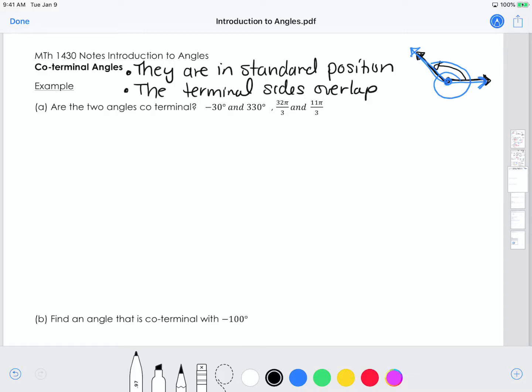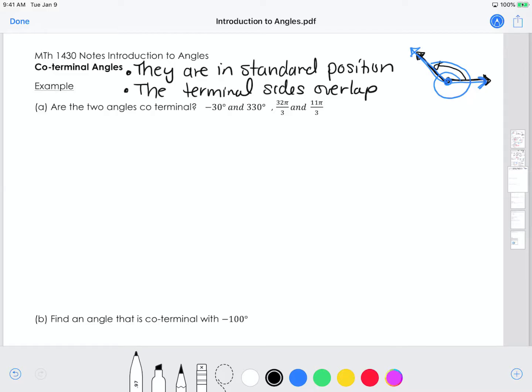Okay, so in example A, we're going to check to see if the two pairs of angles are coterminal. Now, there are two ways that you can do this. You can actually draw the angles and see if the terminal sides overlap when they're in standard position, or you can subtract and find the difference between the two, and if the difference between the two is a multiple of a full rotation, then they're going to be coterminal.